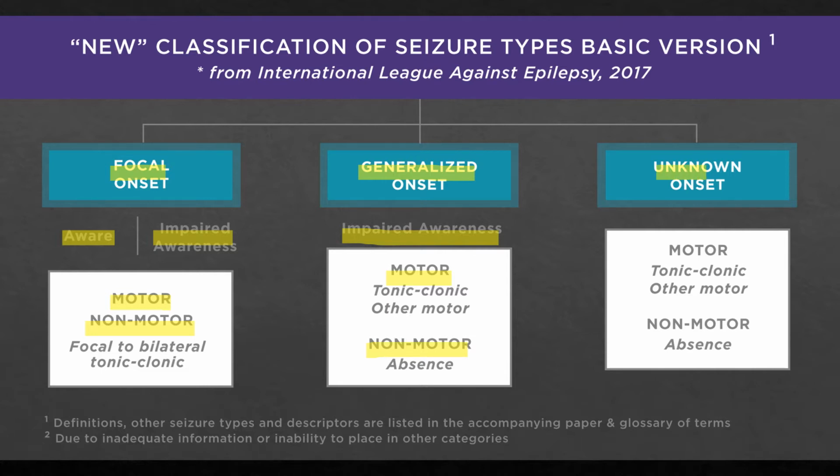Then we have the unknown onset seizures. When the beginning of a seizure is not known, it's now called an unknown onset seizure. It can be either tonic or non-motor unknown onset seizures.